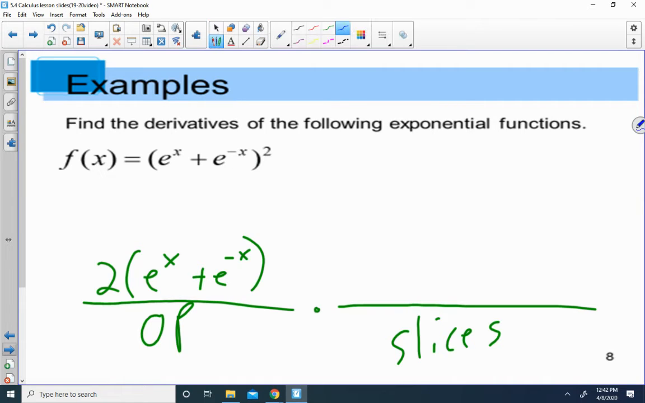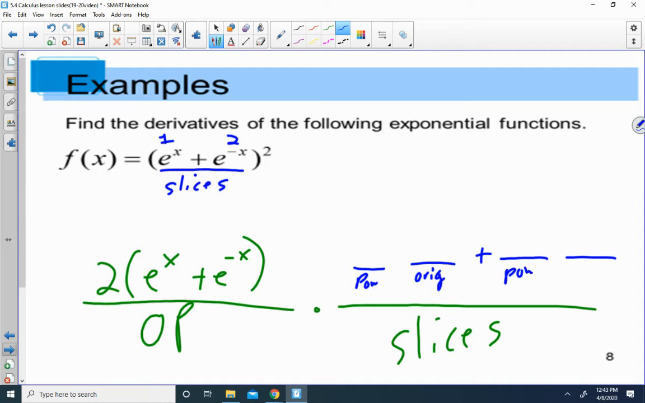And these are going to be the slices. And it looks like there's 2 parts we have to derive. We have to derive part 1 and part 2. And notice how both of those are e's. So in other words, for the e's, we're going to have to do the power times the original, and then we'll add that to the second part, where we'll take the derivative of the power and then multiply again by the original. So let's go ahead and do that for the first one.